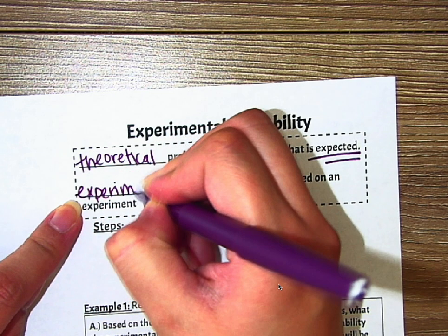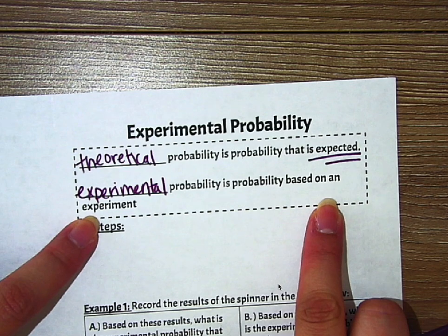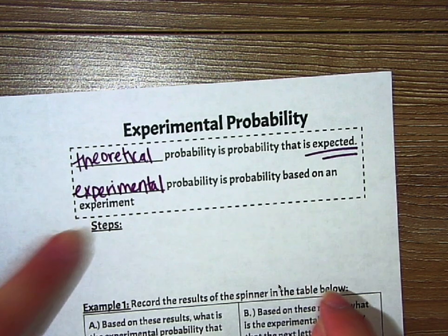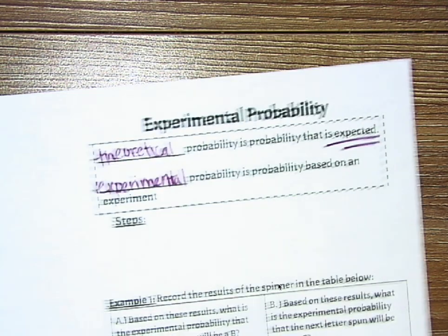Remember, if I'm writing, you're writing. Experimental probability is a probability based on an experiment. So this is where you actually have either a dice or a coin and you flip it and you record your results. Okay, the steps.